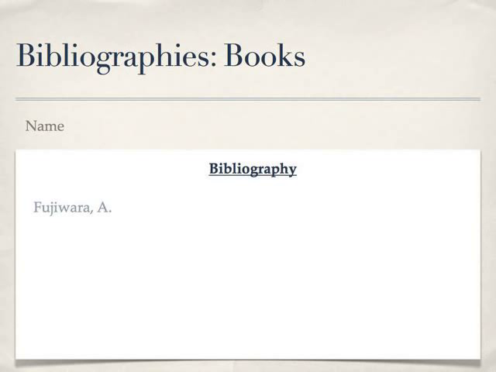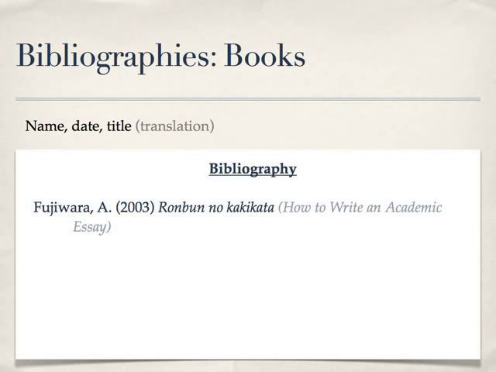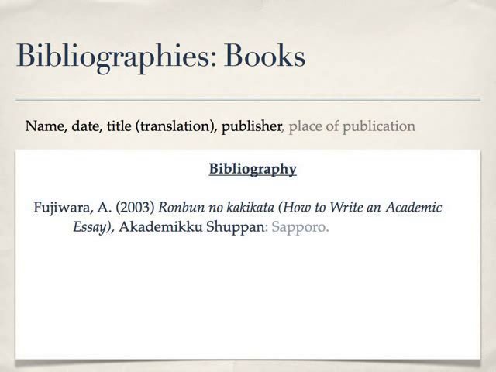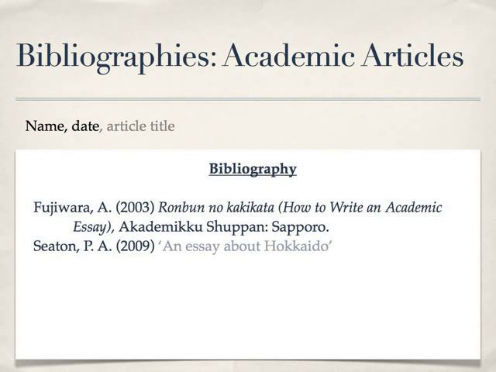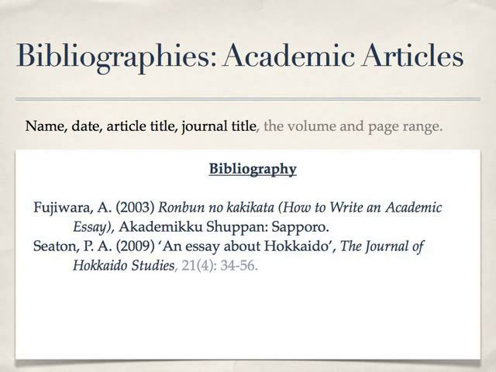For a book, give the following information: author's name, date of publication, title. If it is a Japanese book, it's good to give an English translation, publisher, and the place it was published. For an academic article, give the following information: author's name, date of publication, article title, journal title, volume and page range.